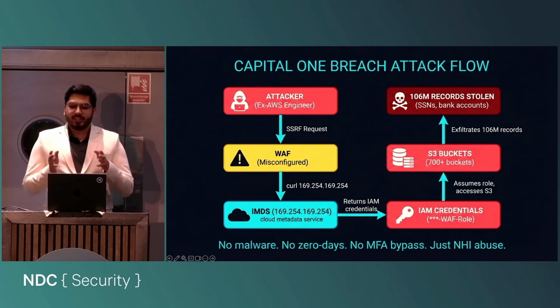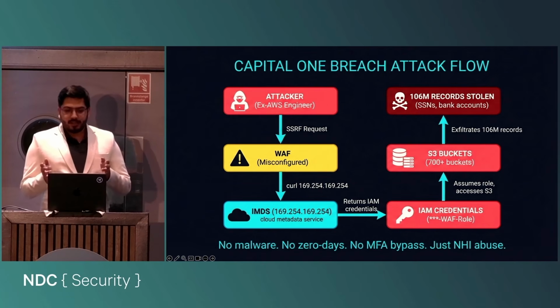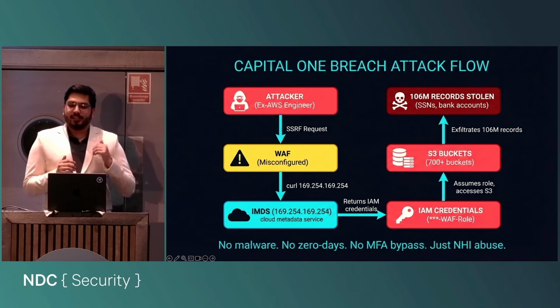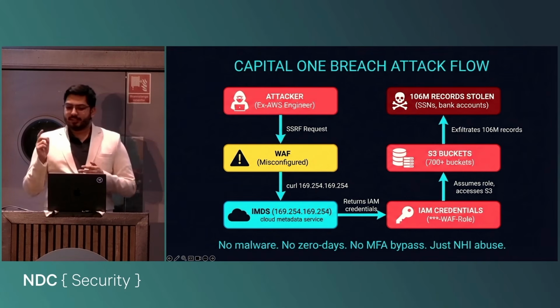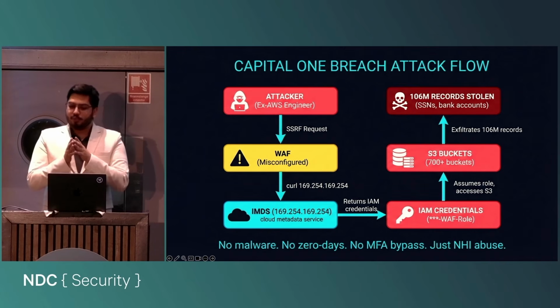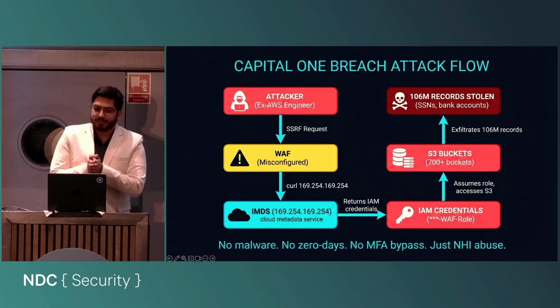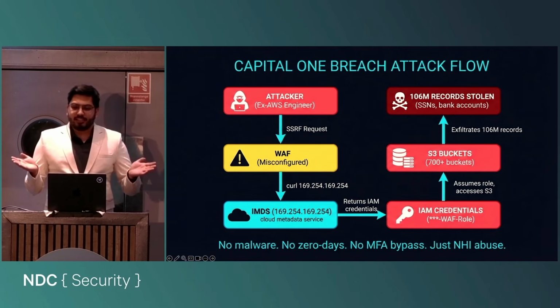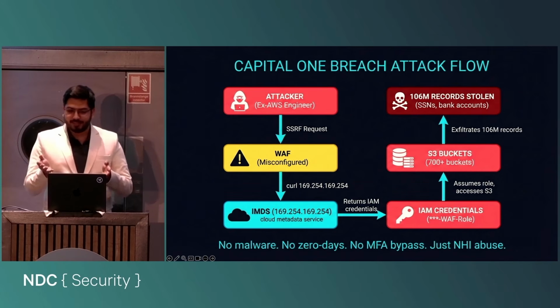It's designed for the instance to discover information about itself, such as the region, instance ID, and most critically, the IAM credentials. With this, the IMDS returned temporary credentials: an access key, a secret access key, and a session token. Now, these are the same tokens that the EC2 instance uses to talk to the AWS services. And no authentication was really required to get them. If you can reach the endpoint, you get the keys.